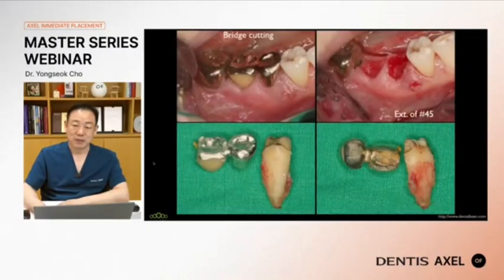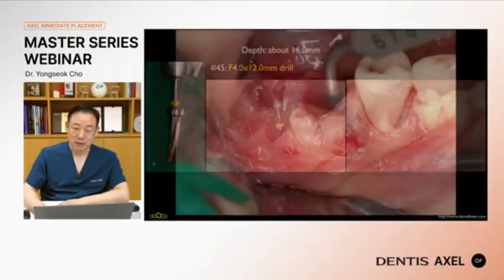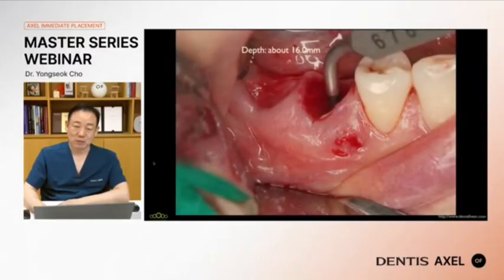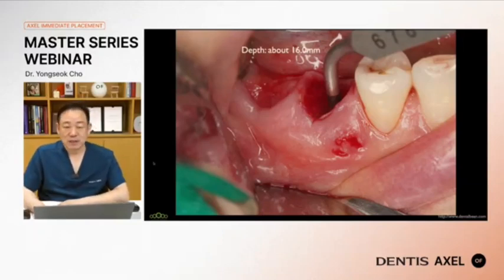Here, after bridge cutting, I extracted the premolar, and then an immediate implant was done at that site. I used the 4x12mm drill and checked the depth before implant installation. It measured 16.0 millimeter. Then available height is 11 millimeter, but there is actually no need to place a long implant, even though it is deep.